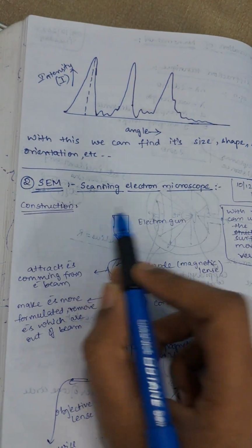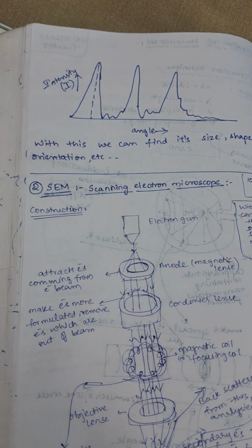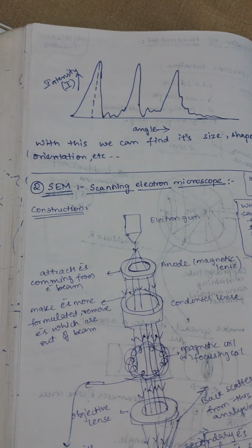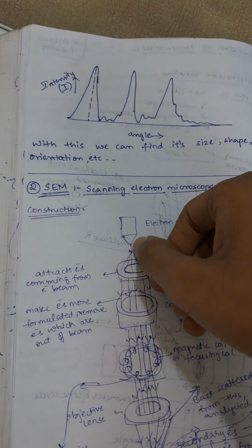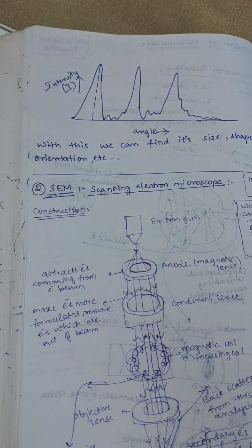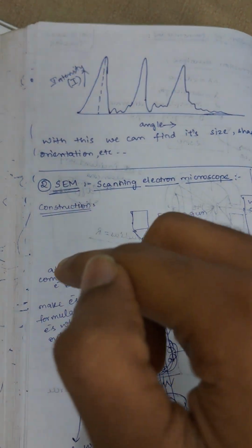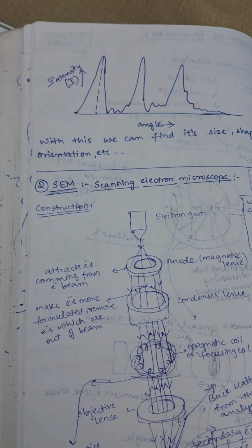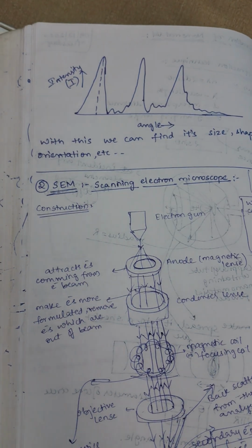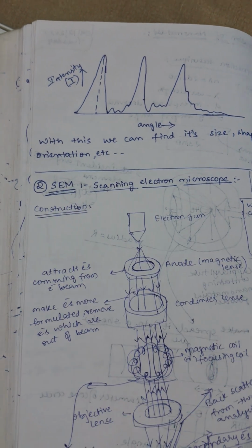First, it will produce a magnified image of the sample. The principle: a fine pencil beam of high energy electrons hits the sample, which means it scans the sample. When the electrons hit the sample, it gives off backscattered electrons, secondary electrons and characteristic X-rays.